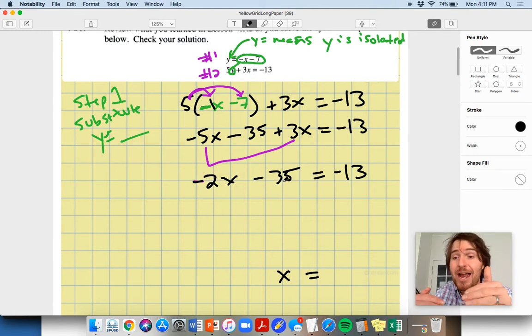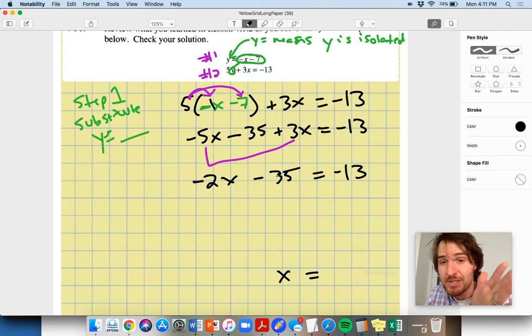When you solve, you kind of do reverse PEMDAS. What I mean by reverse PEMDAS is let's do the last thing that would happen to the x based on PEMDAS, which is this negative 35, and let's get rid of that as we simplify here.